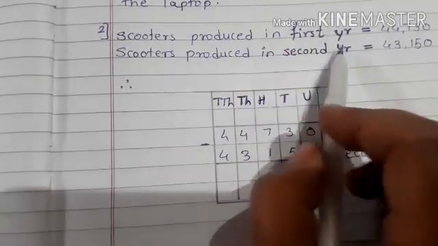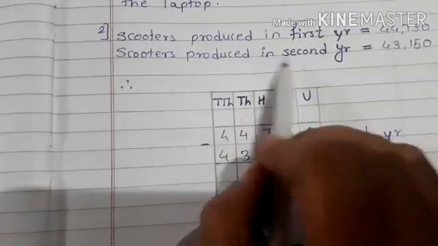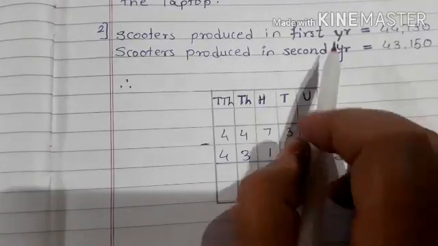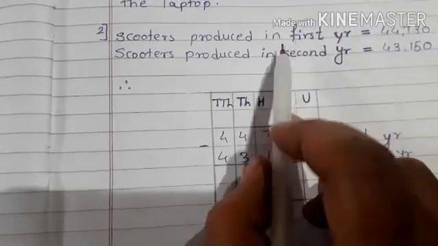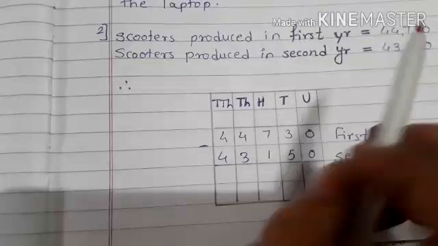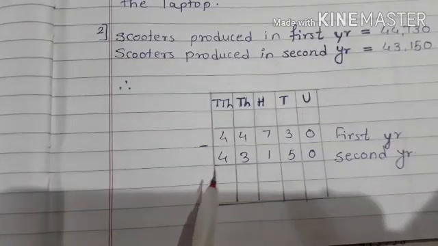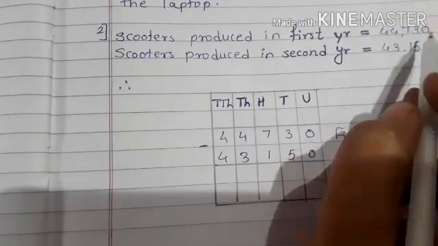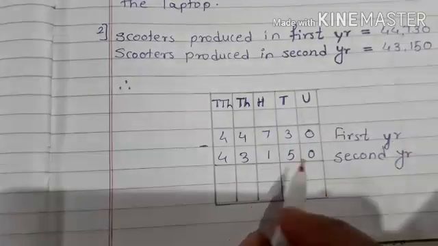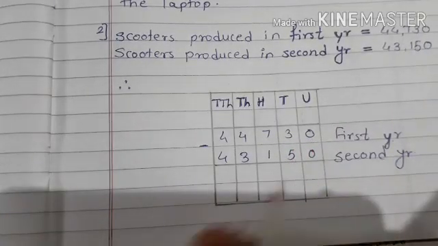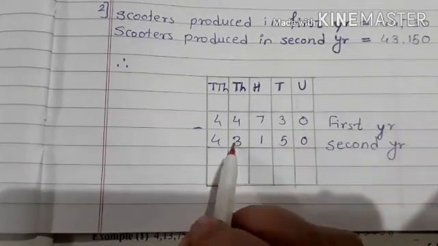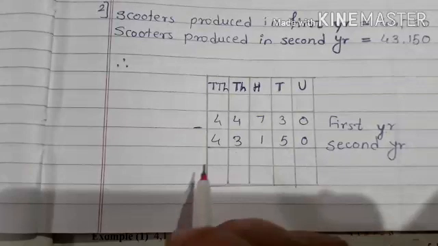So scooters produced in first year and scooters produced in second year. Okay, that is last year and this year. But here, for your better understanding, I wrote first year and second year. Now in the first year they produced more scooters as compared to the second year. Then how many more scooters they produced in the first year, that we have to find. So here we have to do the subtraction. For that I made the columns and wrote the numbers also.